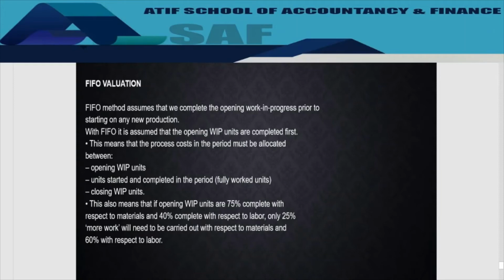This also means that if opening work in process units are 75% complete with respect to material and 40% complete with respect to labor, only 25% more work will be needed with respect to material and 60% with respect to labor.